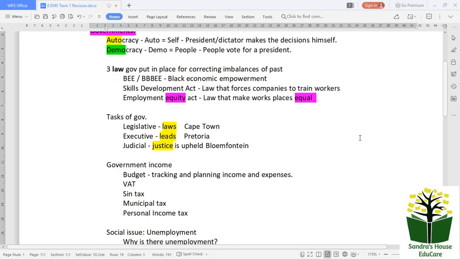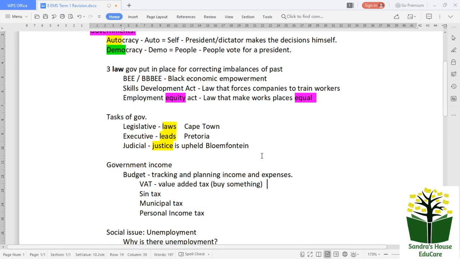So how does the government make money? The government makes money mostly out of tax. Obviously they do have some other means as well, but we're specifically going to look at tax. The first one we're going to look at is VAT. VAT stands for Value Added Tax. That is if you buy something in the store, then they add tax onto everything that you buy.